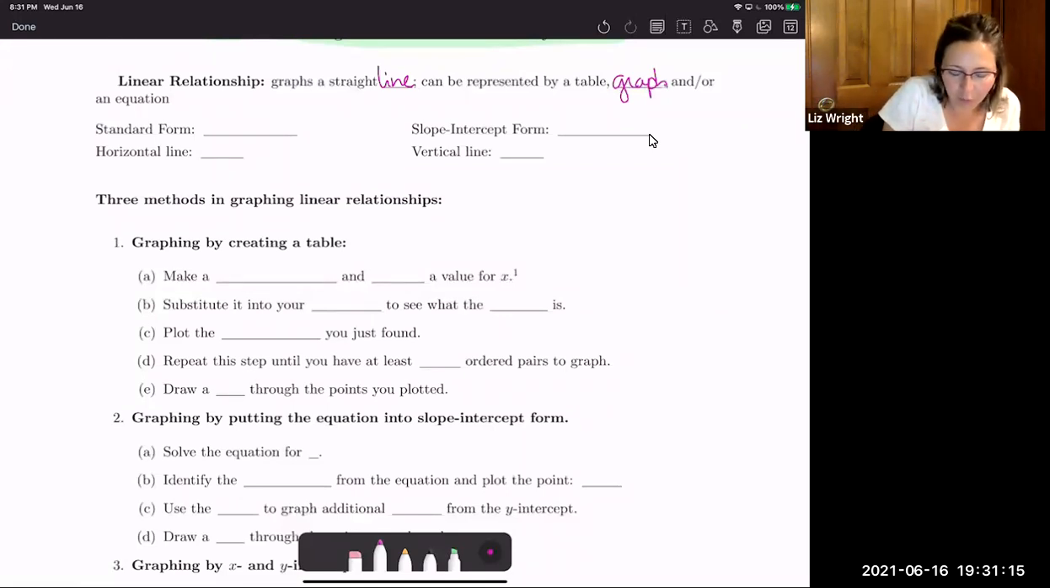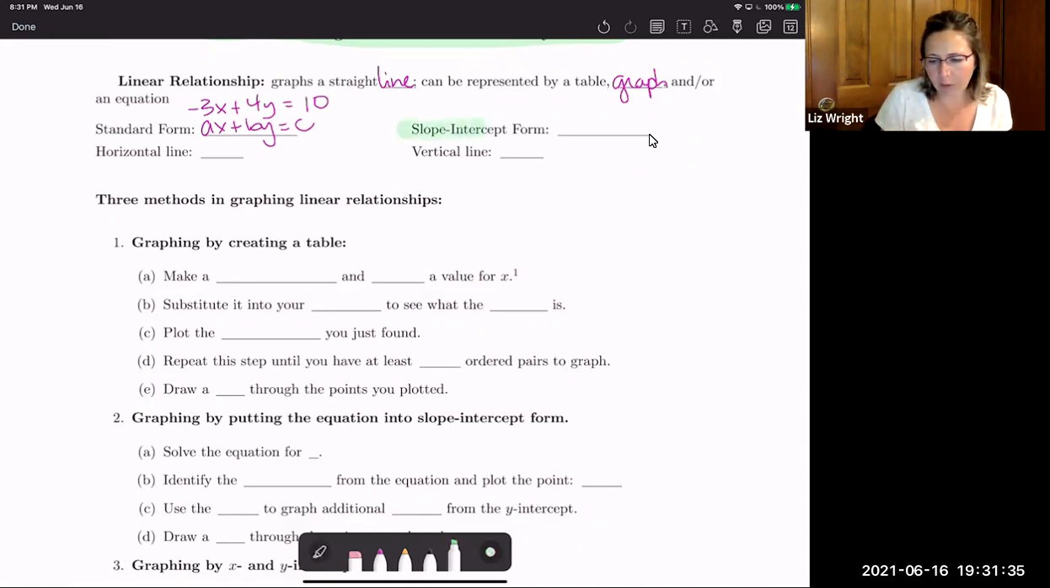So let's talk about the typical equations that you would see for a linear relationship. Our standard form would look like this, where it's ax plus by equals c. And so we might have something like negative 3x plus 4y equals 10. It could look something like that. It could be in slope-intercept form. And this is the form that we use most commonly.